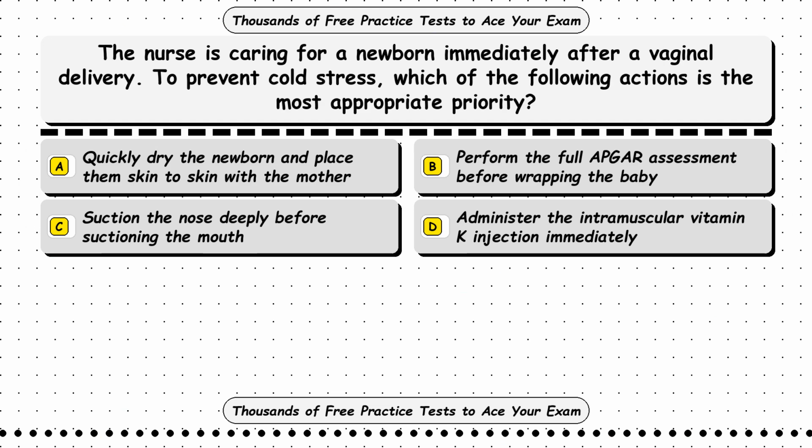Question 141. The nurse is caring for a newborn immediately after a vaginal delivery. To prevent cold stress, which of the following actions is the most appropriate priority? Option A, quickly dry the newborn and place them skin to skin with the mother. Option B, perform the full APGAR assessment before wrapping the baby. Option C, suction the nose deeply before suctioning the mouth. Option D, administer the intramuscular vitamin K injection immediately.